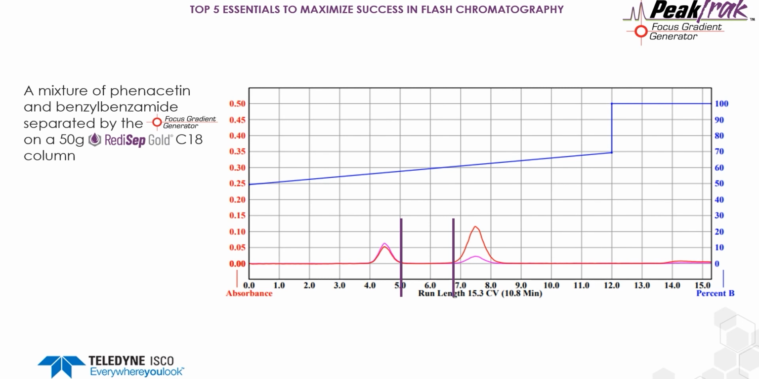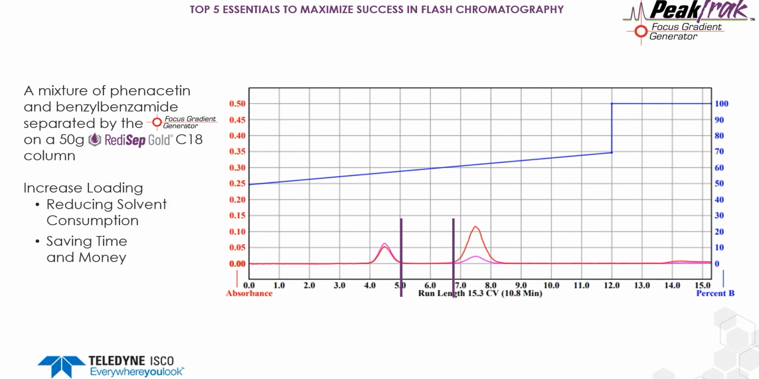And with this separation, since we have so much space in between those two compounds, we can increase the amount of loading we do on that column. So we can limit the amount of runs we have to do, we can limit the amount of solvent, and we can limit the amount of time we're working on this separation. So that's going to save us time, that's going to save us money, that's going to lead us to better chromatography. And that's what all of these 5 essentials are for.